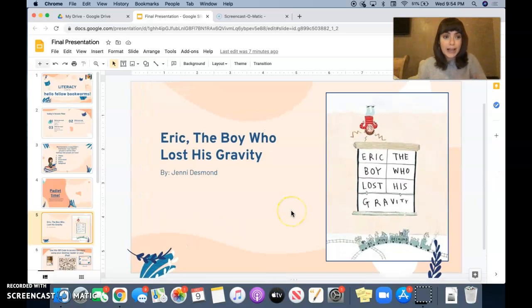I will display, as you can see, the front cover of our story. Students would be asked at this point to take a look at the cover and try to examine any details that they see that might help them make a prediction. So we see a boy who looks like he's standing upside down. He looks pretty angry based on his facial expressions. And it says, Eric, the Boy Who Lost His Gravity. So something is keeping him off the ground.